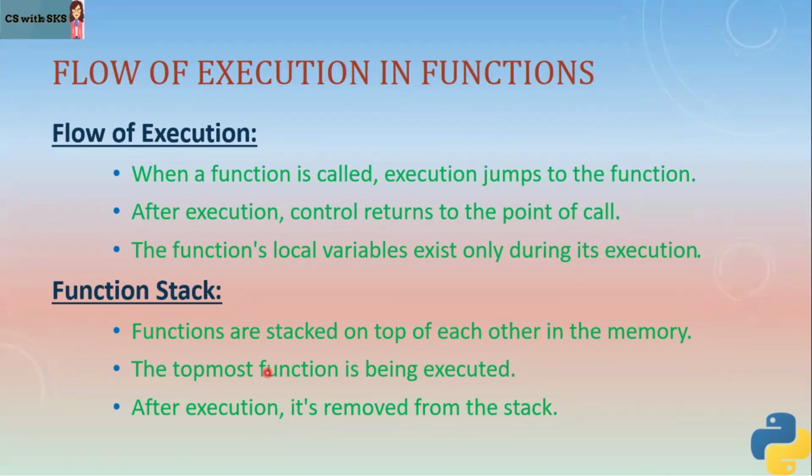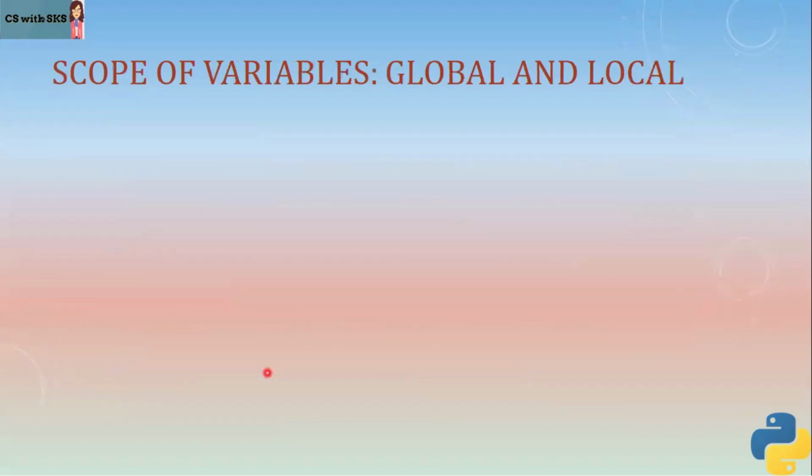And function stack: functions are stacked on top of each other in memory. The topmost function is being executed, and after the execution, it is removed from the stack. Sometimes there are 1-mark questions asking which data structure is used to save functions during execution. You can always say a stack is used.